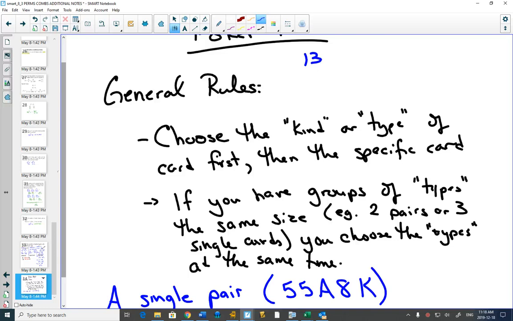Would you agree that you have 13 different kinds of cards, ace through king? And then you have 4 of each kind, because you have the ace of hearts, ace of spades, ace of clubs, ace of diamonds. That gives you 52 cards in total. That's how a deck of cards works. So if our general rules hold, and we want to find out how many poker hands have a single pair, okay?